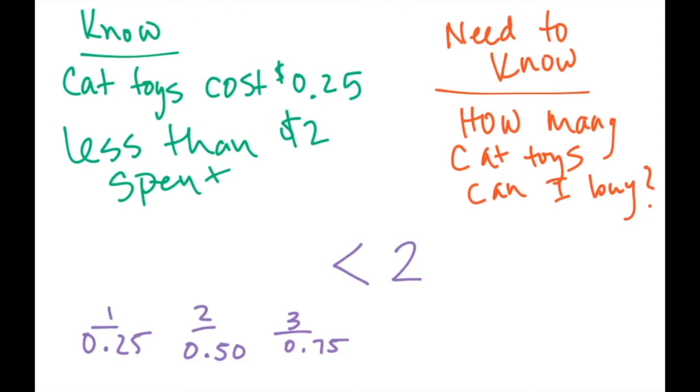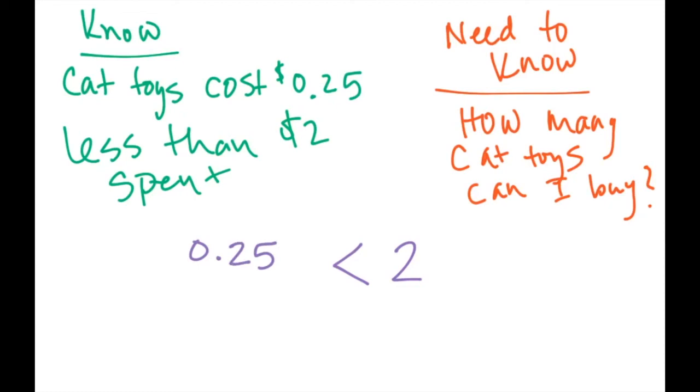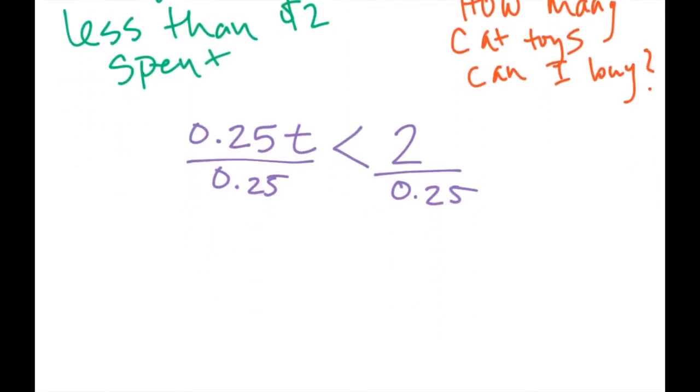I could keep doing that, but an easier way to show that is by taking 25 cents and multiplying it by the number of cat toys. So I'm going to represent that using a T. All right, now that I've got this inequality set up, I can solve it just like we've been doing, by dividing both sides by 25 cents. And so what that leaves me with is T is less than 8.